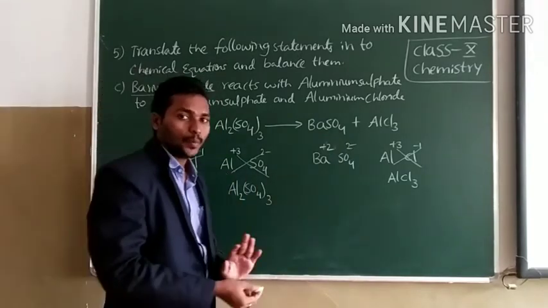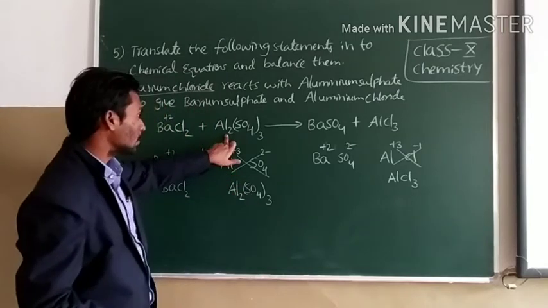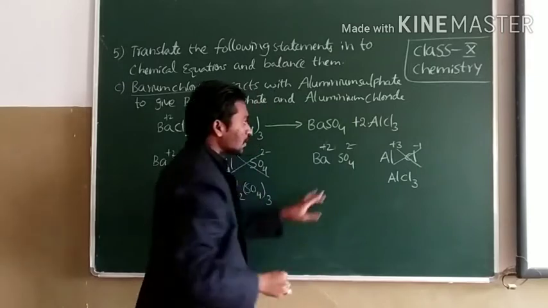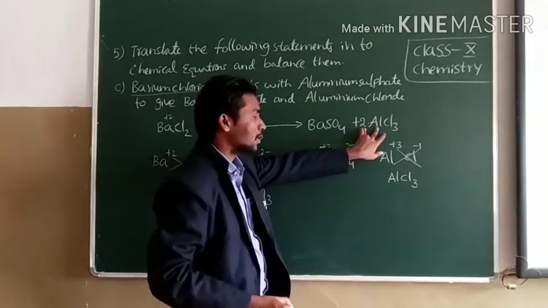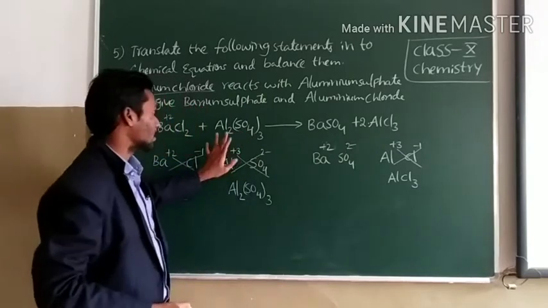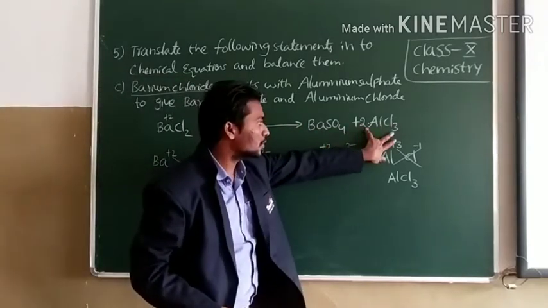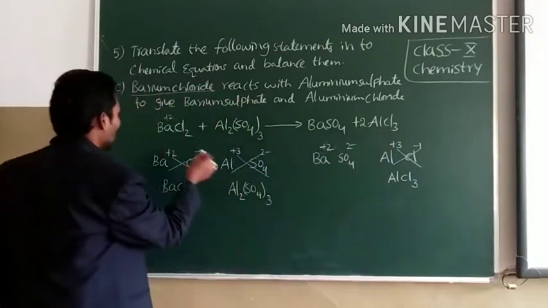We have to balance the equation. Let us balance the equation, children. There are 2 aluminum atoms on the LHS, so let us write 2 here: 2 AlCl3. So there are 2 aluminum atoms on the RHS and LHS. Next, 2 threes are 6, so 6 chlorine atoms on the RHS. Now write 3 here.